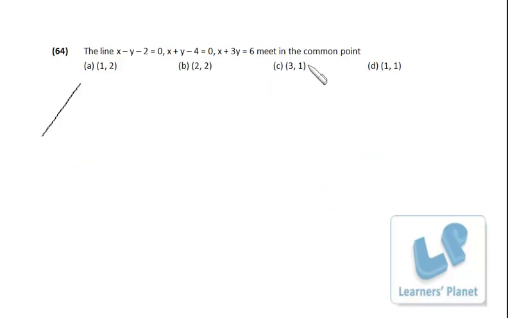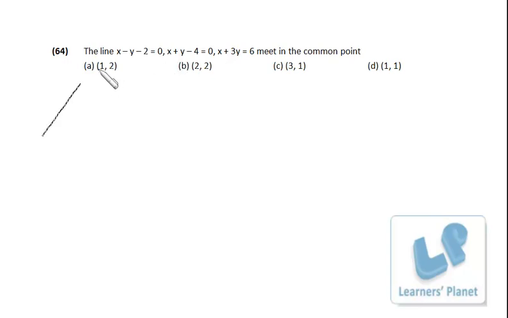Now, lines meeting in a common point. Now that problem is really simple. You don't even need paper and pen to solve this. See, if in the options we have the point that is the meeting point of these lines, that means that particular point should satisfy all the 3 lines, right? So what we have to do is just check one by one whether they satisfy the line or not.